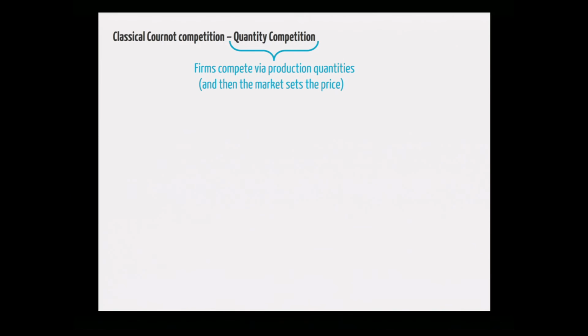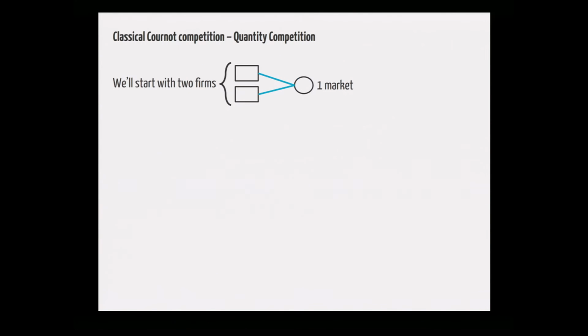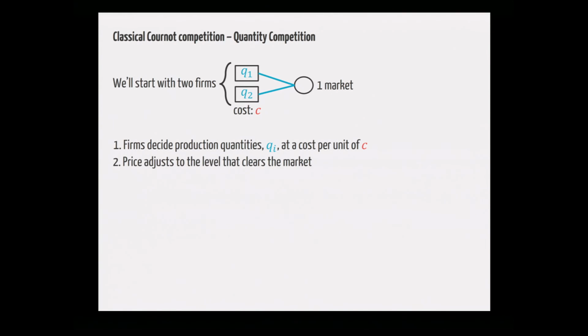So rather than setting a price, a firm decides how much to produce. And so in the two-firm version, just to warm up and get everybody familiar, you have two firms. They each decide their quantity. They have a cost. Think of things as, they have a cost for producing it. And then the price basically adjusts to clear the market.